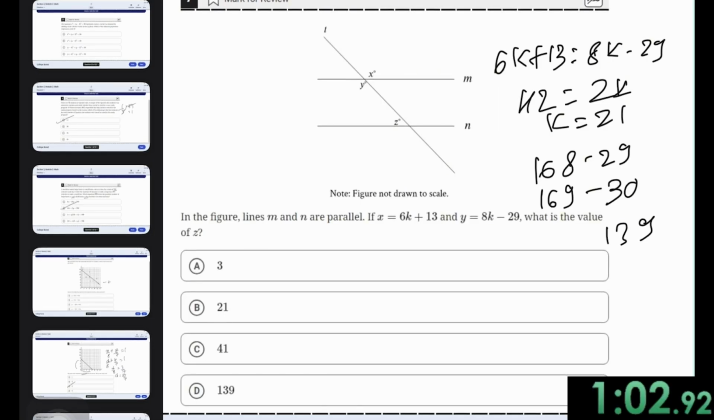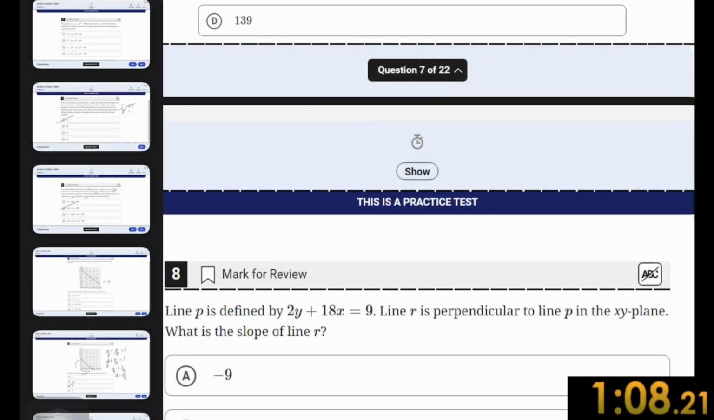Okay, so if y is 139, what will z be? Z will be 41, because these are supplementary angles.